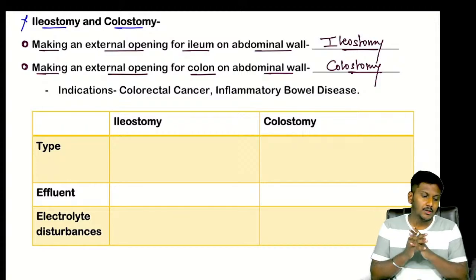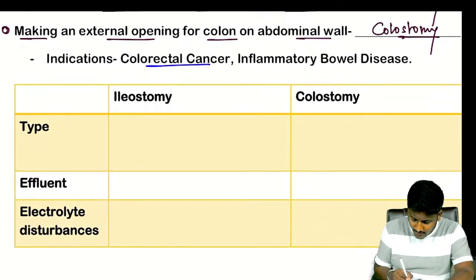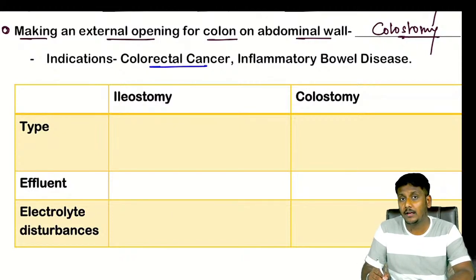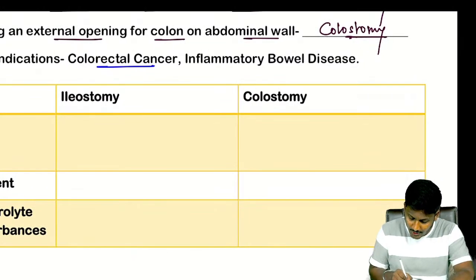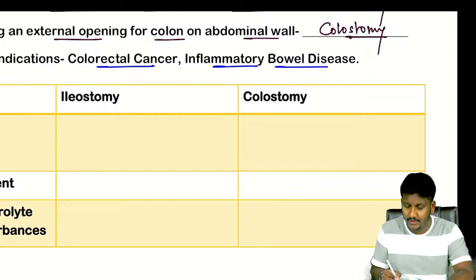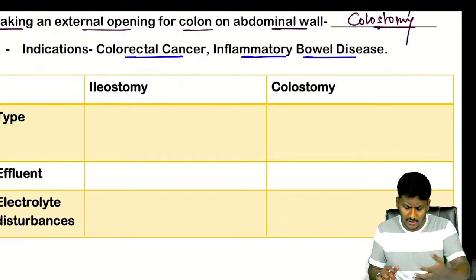Clear? Now important are the indications, beta. As I've told you, colorectal cancer, in those conditions in which we have performed an abdominoperineal resection, we have to go for a colostomy, or in patients of IBD or inflammatory bowel disease. These are a few indications. There are multiple other indications I told you.